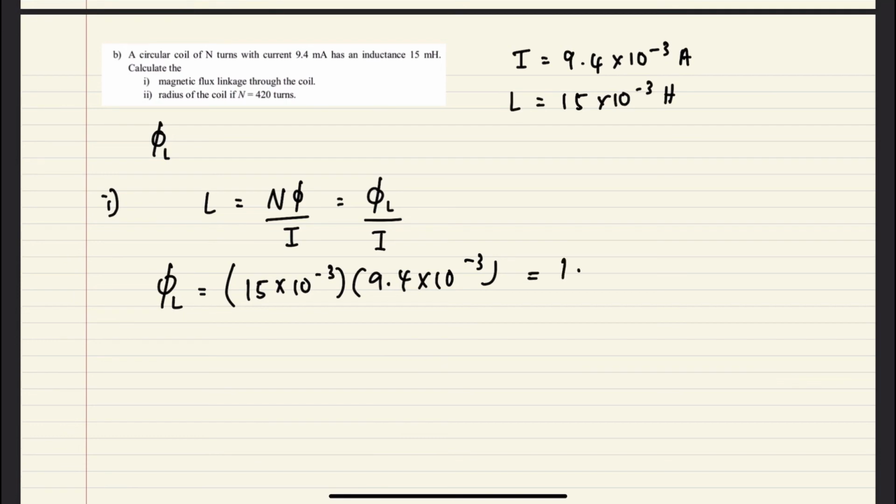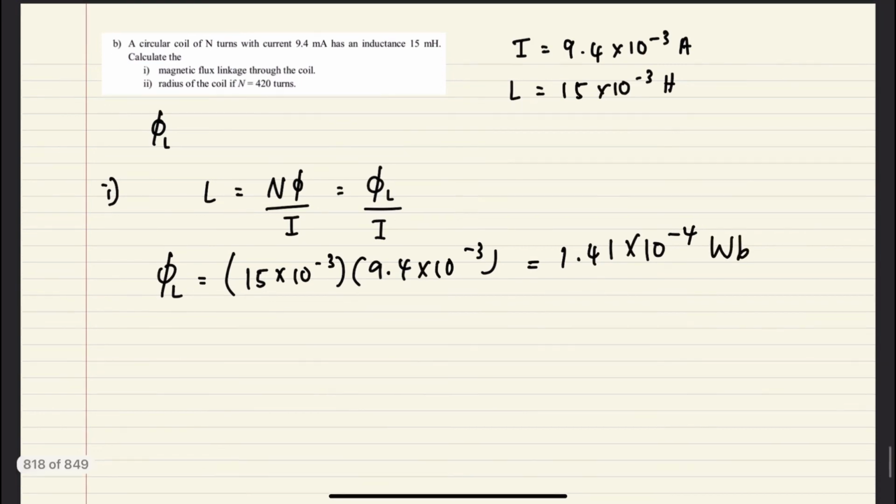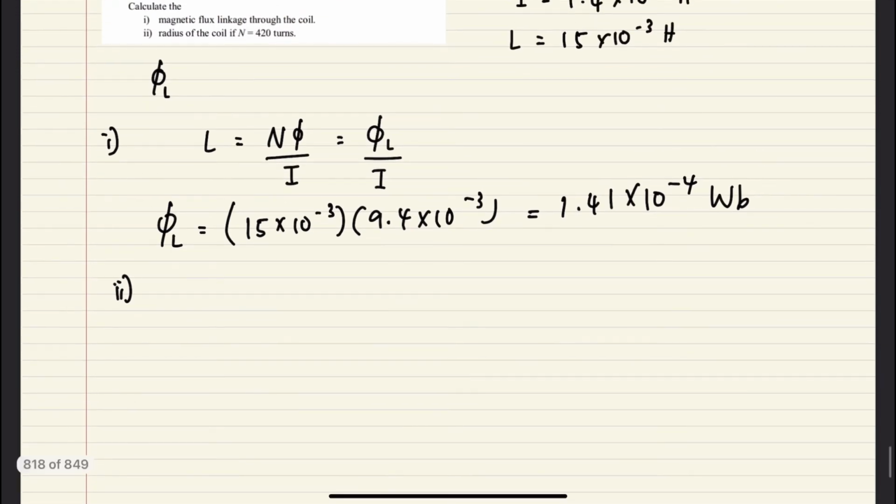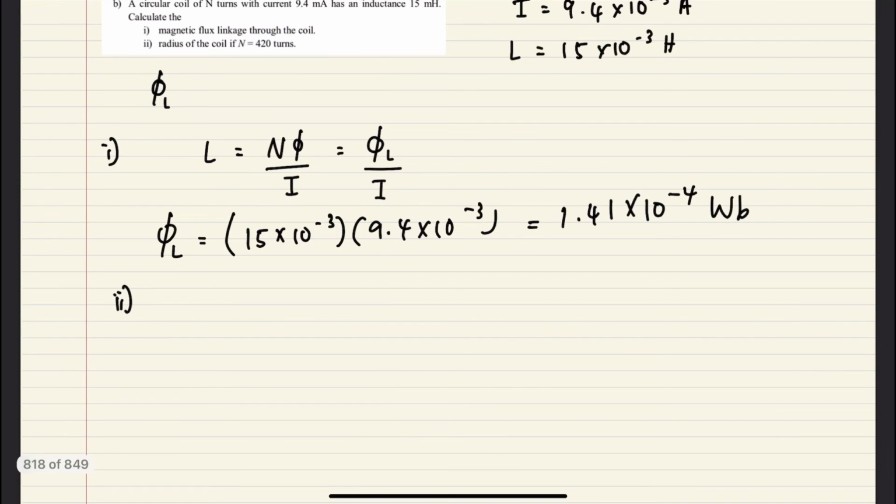1.41. Okay, the unit here would be Weber, flux. And then number 2, they want to find the radius of the coil if N equals 420 turns. Okay, L is given, N is given, so I can use the L coil equation. This one is a coil, so L coil is equal to μ naught N squared A over 2R.